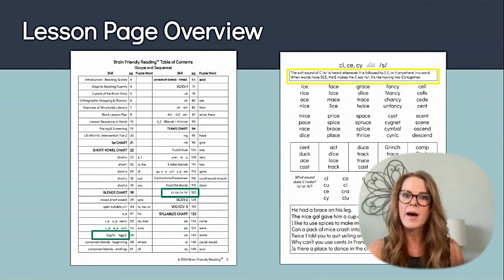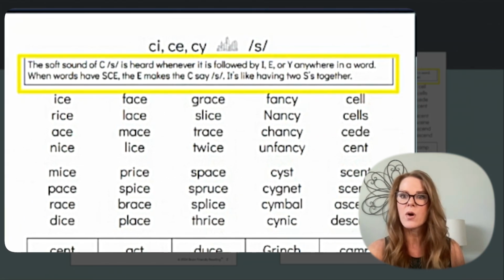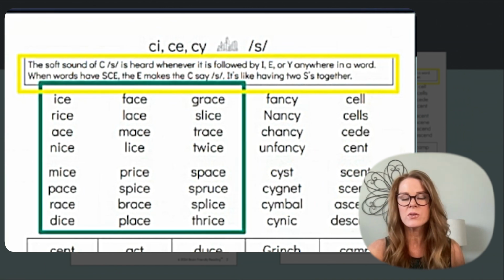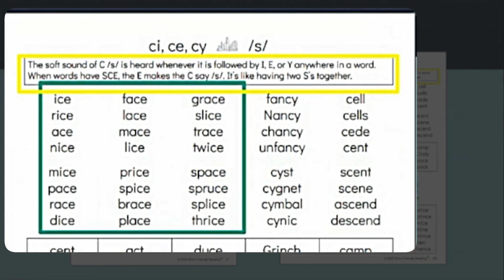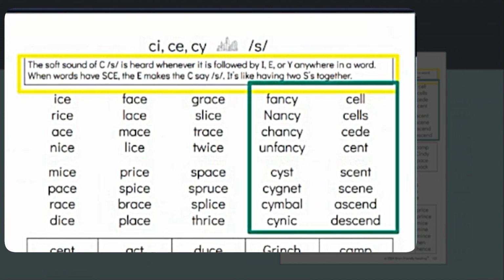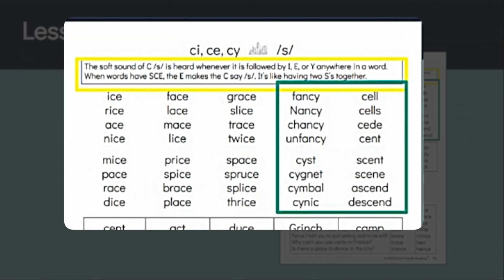Let's first talk about how the lesson page is organized. The teacher notes box at the top tells you all that you need to know about the skill. Notice that the words in the first three columns follow the vowel CE pattern, which is an earlier skill that is taught on the vowel CE, vowel GE lesson page several lessons ago. So you can use these columns as a review of that skill before going on to the last two columns that have a combination of CI, CE, CY at the beginning, middle, and ends of words.